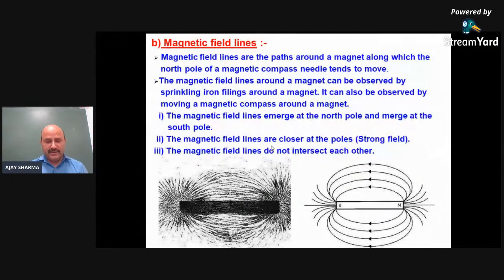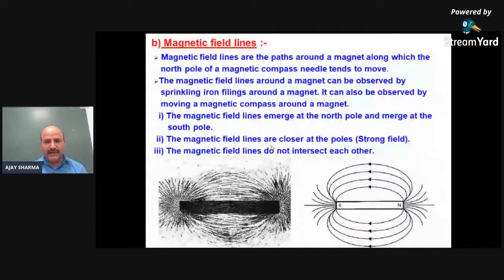Now the second point in front of you is that magnetic field lines around a magnet can be observed by sprinkling iron filings around a magnet. This is one of the methods by which we can observe the magnetic field lines. We can make use of iron filings and just tap on the board. What you will observe is the pattern surrounding the magnet, and this particular pattern will show you the formation of magnetic field lines.